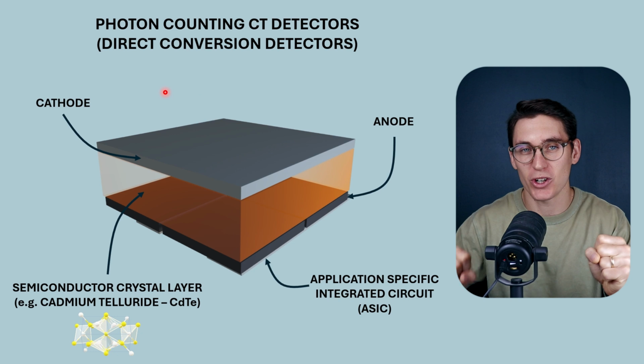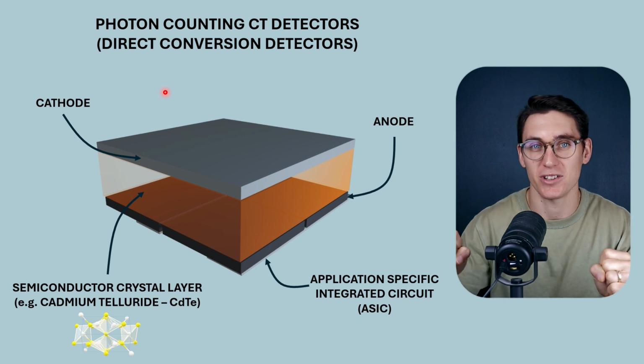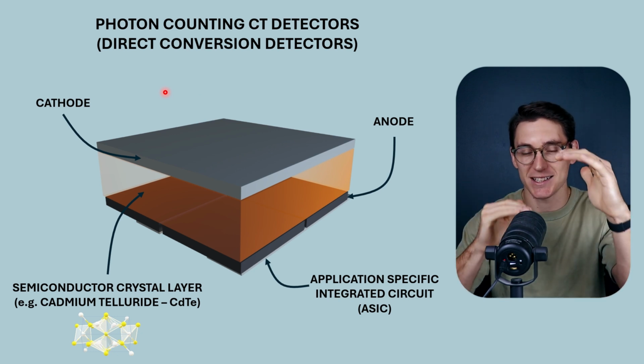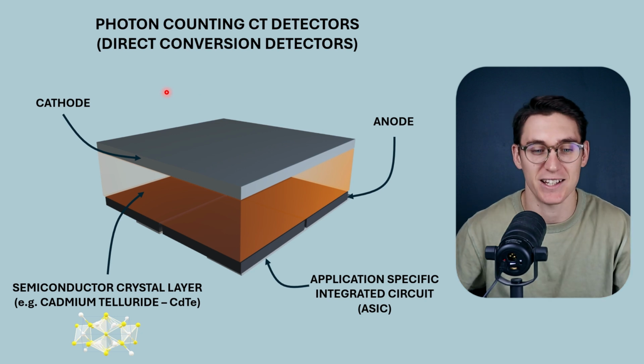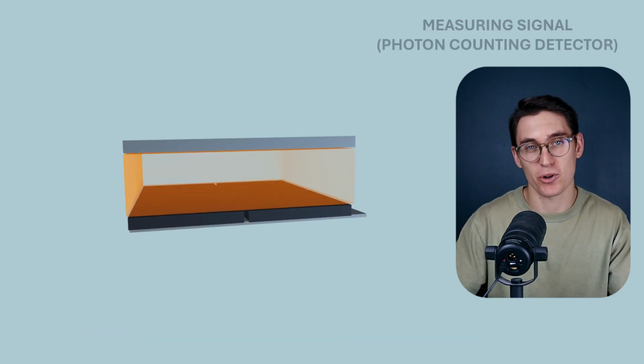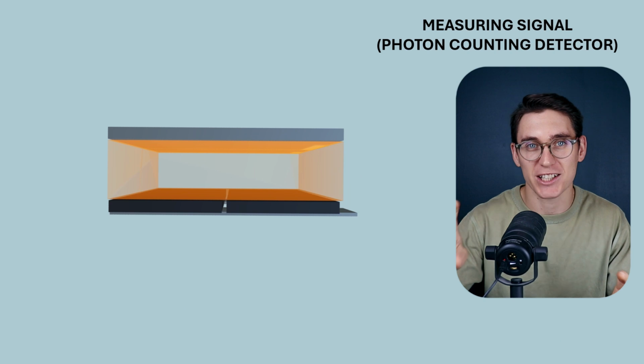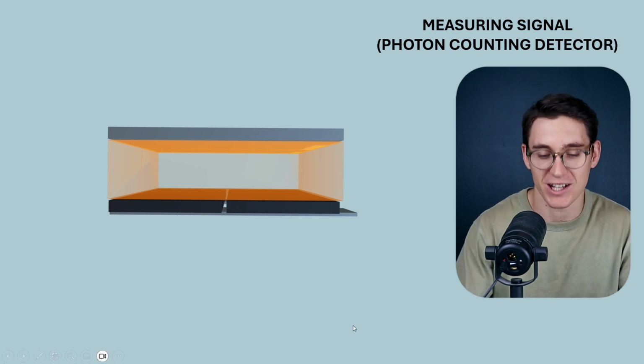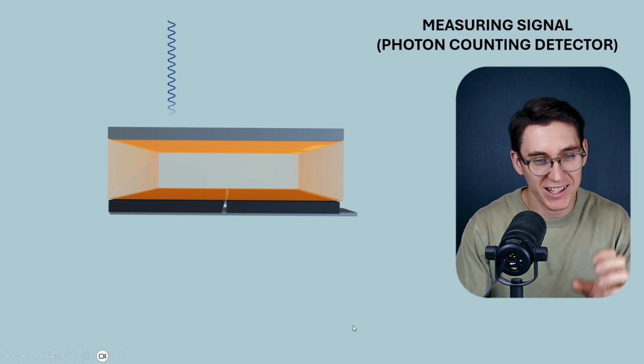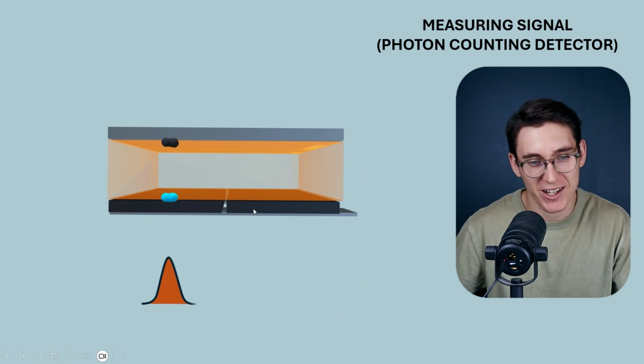X-ray energy is converted directly into an electrical impulse. There's no light step in the middle. There's no scintillator layer here. So let's have a look at how that process works. We're going to show you how we actually go about measuring signal in photon counting detectors. We have an incident X-ray that is going to interact with the semiconductor layer.